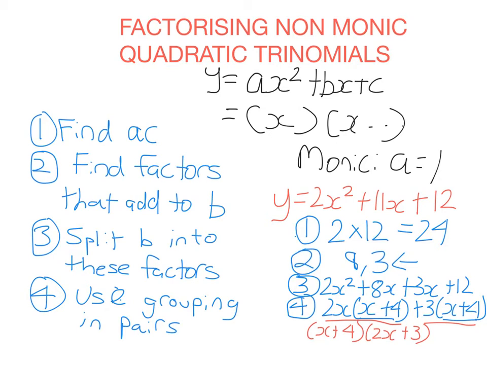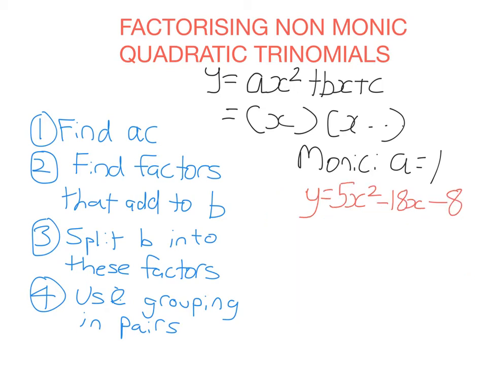Now I'm going to go through another example, so copy this down if you like. Okay, so let's have a go at this one. y equals 5x squared minus 18x minus 8. Again, it's non-monic, and there are no common factors of all three terms. So I'm going to go through the same process.